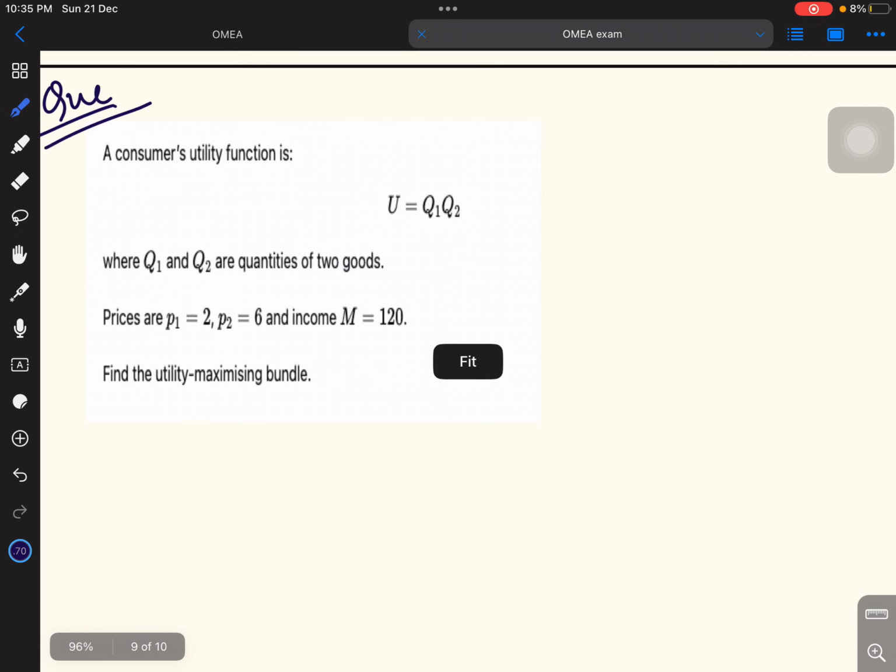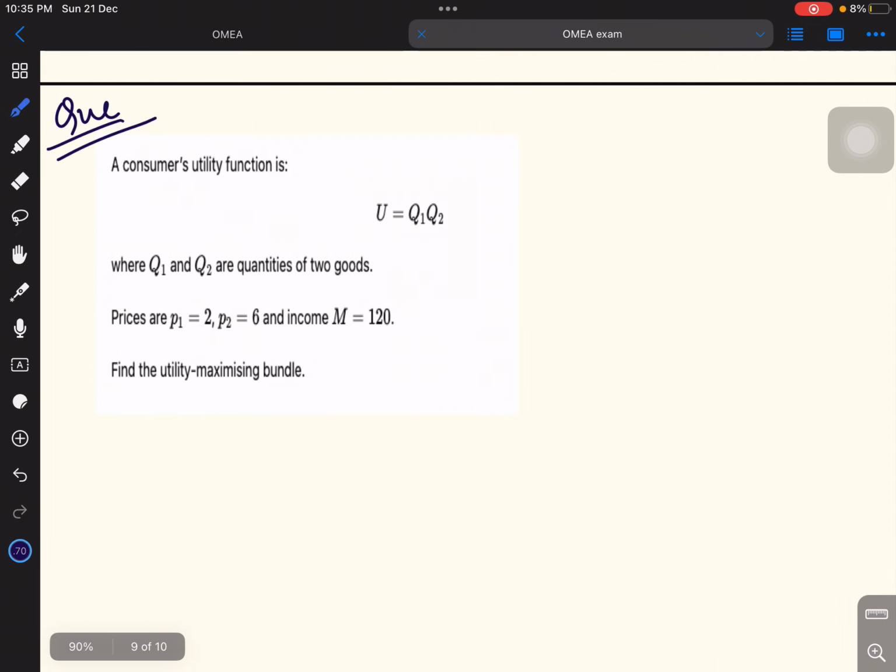A consumer's utility function is given to us as Q1 Q2, where Q1 and Q2 are the quantities. Prices are P1 equal to 2, P2 equal to 6, and the budget income is given to us as 120. We need to find the utility maximizing bundle in this one. Now again, setting up the Lagrange. First, the budget.